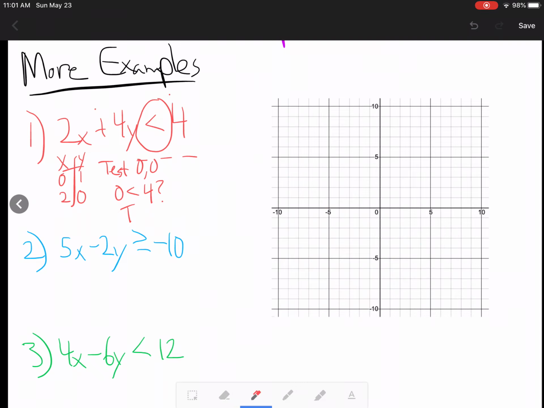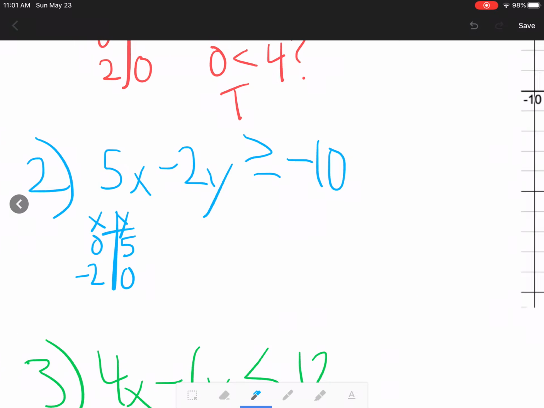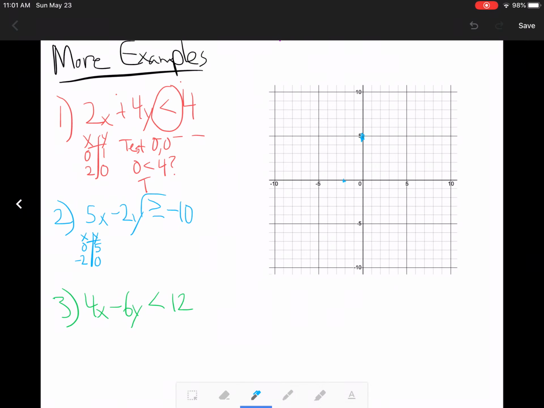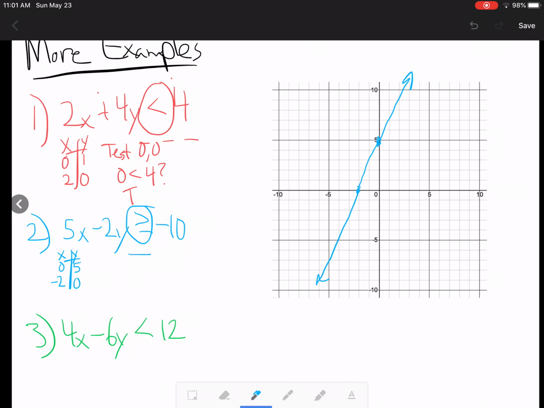Okay, so let's go here, blue. All right, again, I'm going to use my intercept method for graphing this. I'll let x equal 0. Y would have to be 5. If I let y be 0, x is -2. So -2 on the x-axis, 5 on the y-axis. Take a look at my inequality. I'm going to have a solid line, so I'm going to connect these with a solid line and keep that line going like that.